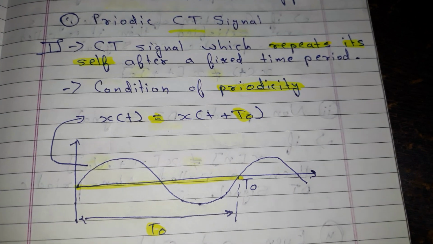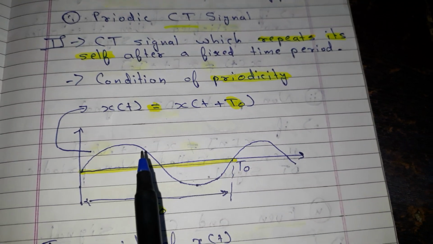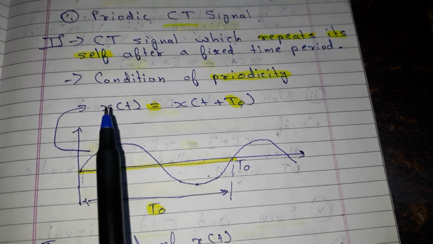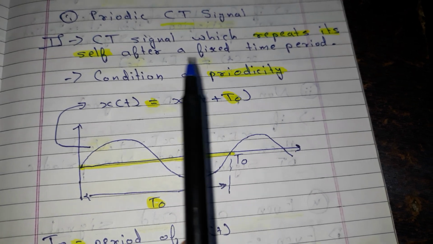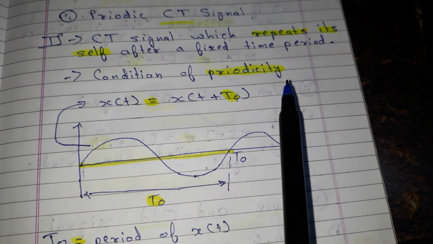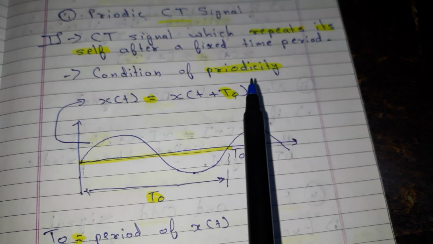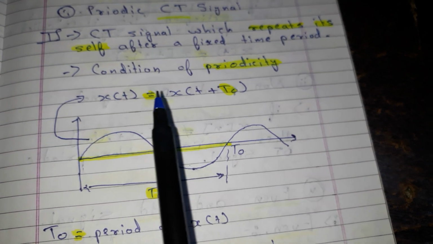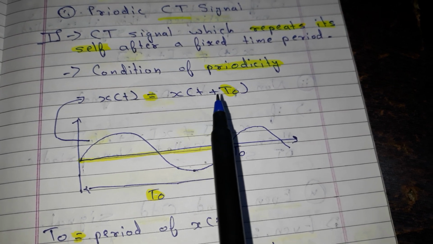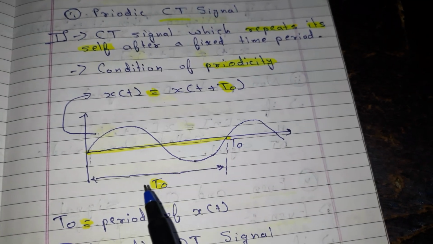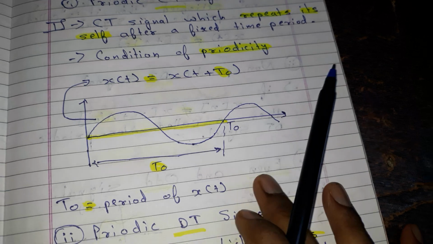In other words, this signal satisfies our periodic condition. What is the periodic condition? The periodic condition is x(t) = x(t + T0). Here T0 is the particular time period. Okay.